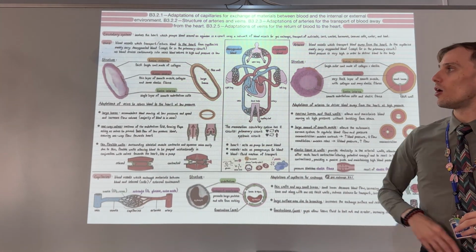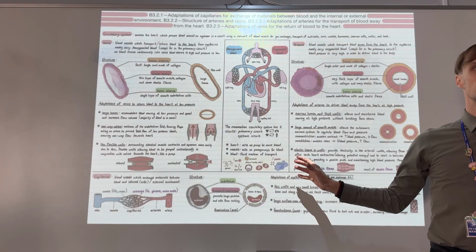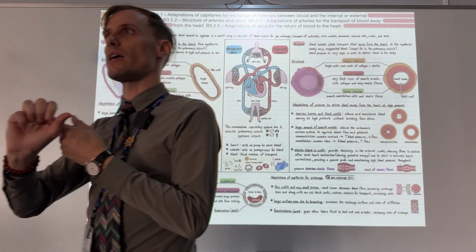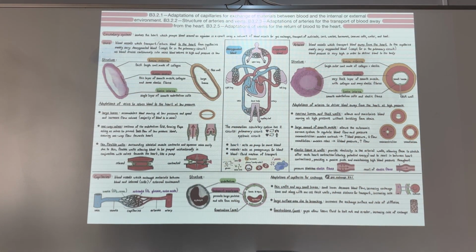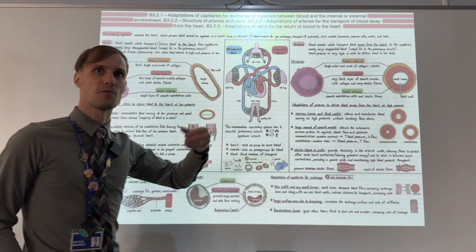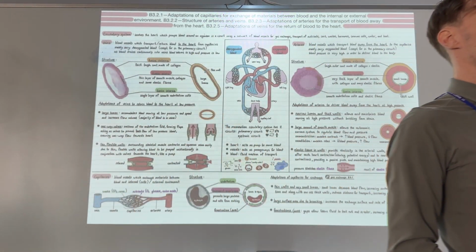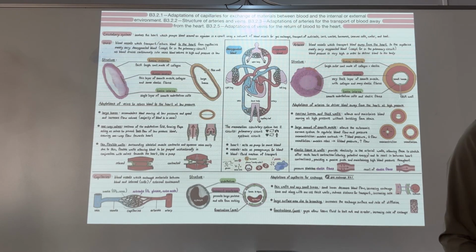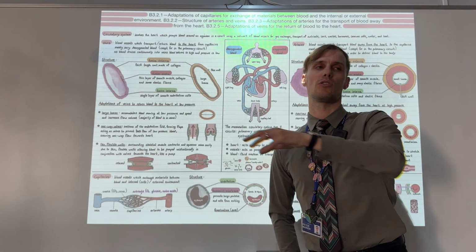So overall, what you should get out of this is, do you understand the main components of the circulatory system? Could you tell me the anatomical features of arteries, veins, and capillaries? And could you tell me how each of those features are adapted to their function?